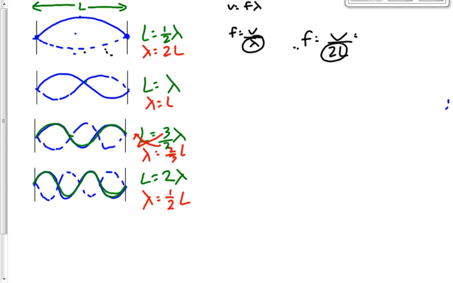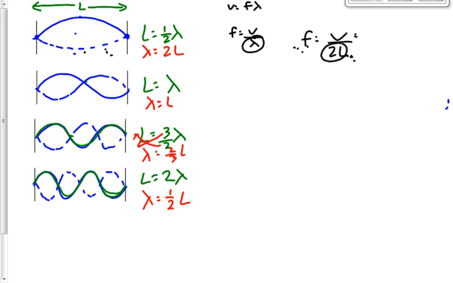As you make L smaller, what happens to F? The bottom number gets smaller, this number gets higher, right? Put your finger on a fret, what do you hear? A higher note, right? That makes sense? Okay, let's take a look at the second one that we see here.